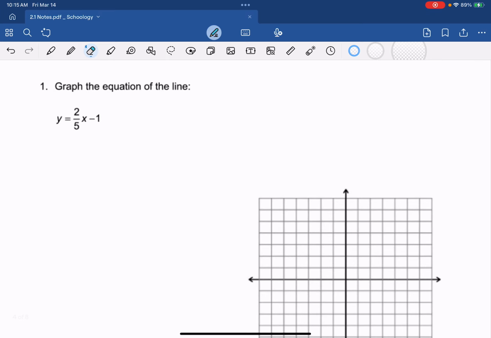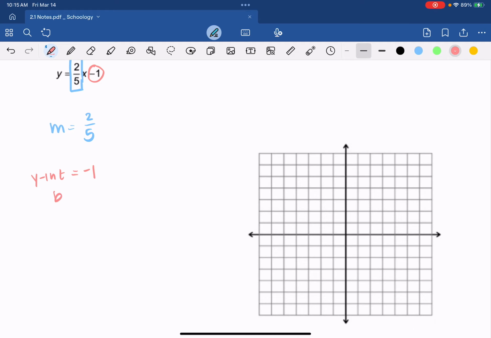Graph the equation of the line. Okay, so now I'm giving you the equation. We need to graph. First things first, let's identify my slope and y-intercept. So here's my slope, 2/5. Here's my y-intercept, or my b, of -1. Now remember what I said, my y-intercept is where we begin, right? It's my b value. So I'm going to come onto the y-axis and plot a point at -1. My slope now, remember, rise over run. So I'm going to go up 2, 3, 4, 5, over 5, plot a point.